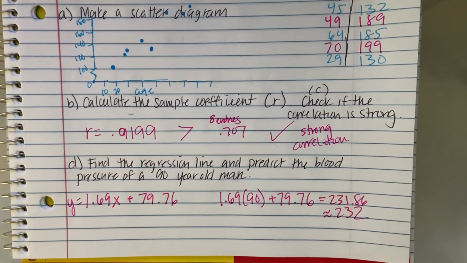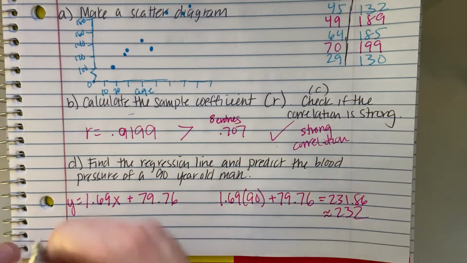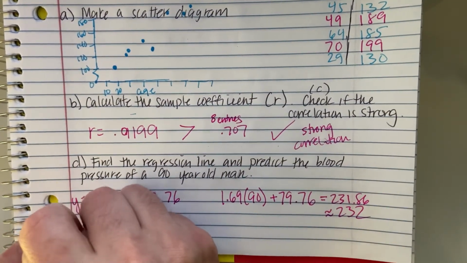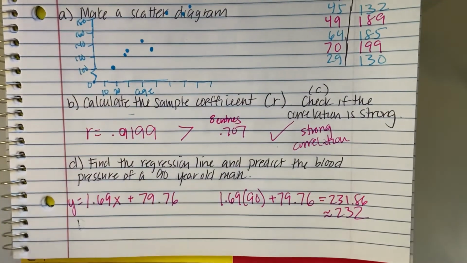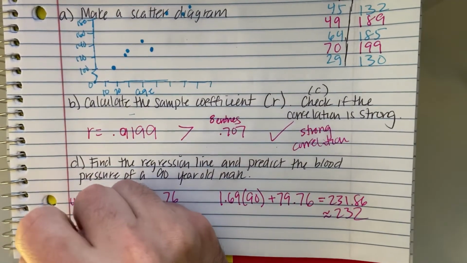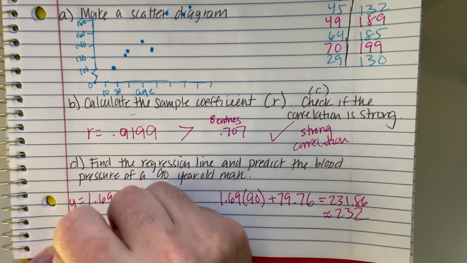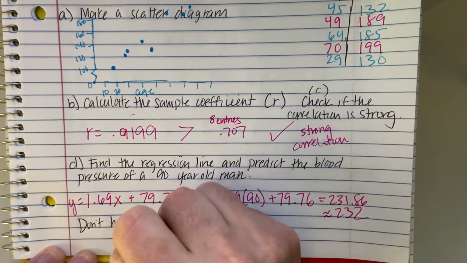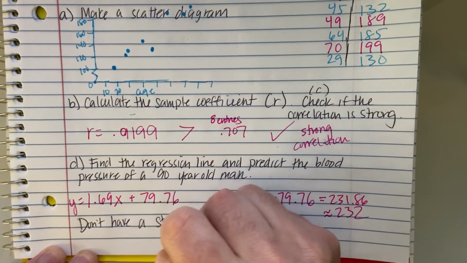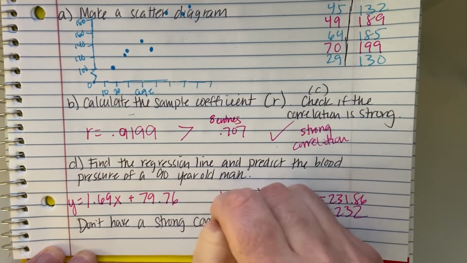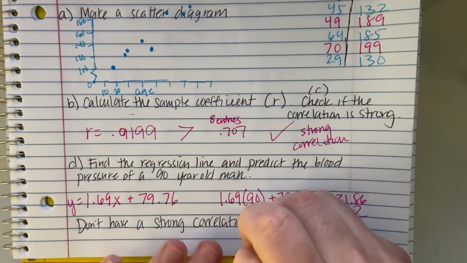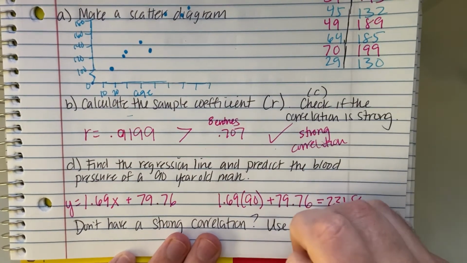which is about 232, which is really high blood pressure. Now, what would we have done if we don't have a strong correlation? If you don't have a strong correlation, how do you predict a y value? Well, we don't want to use a line that's not a good fit. We use the average of the y values.